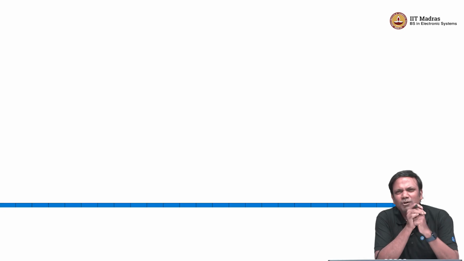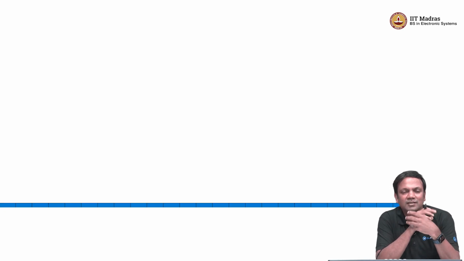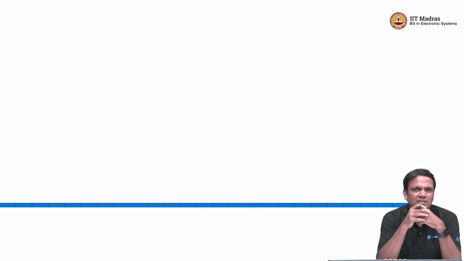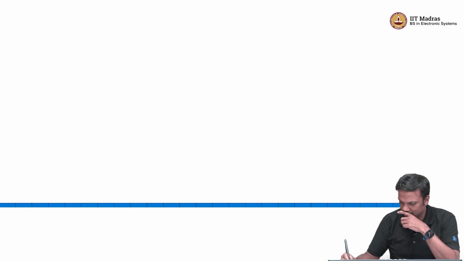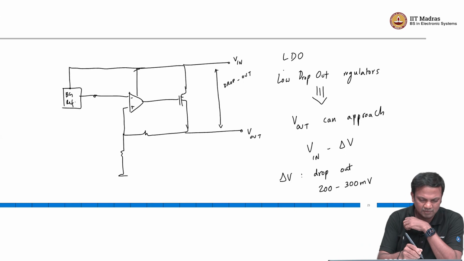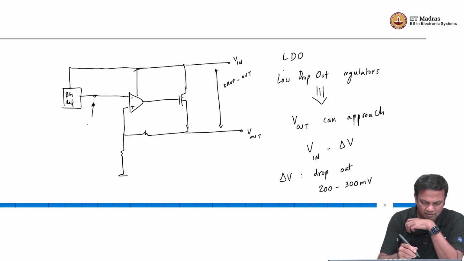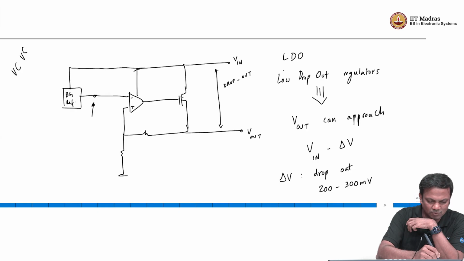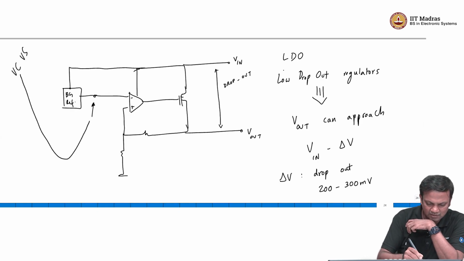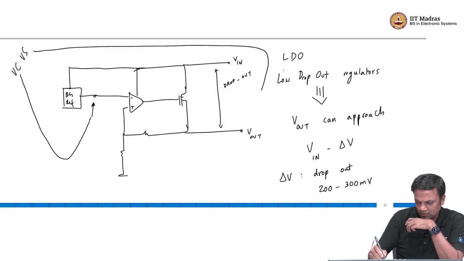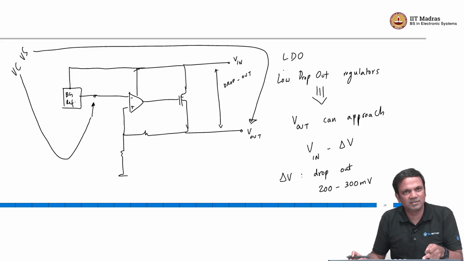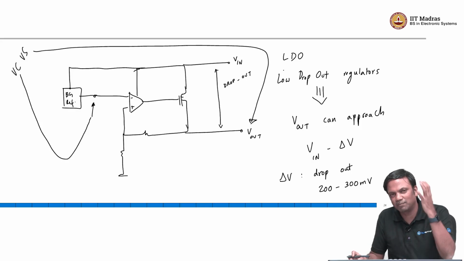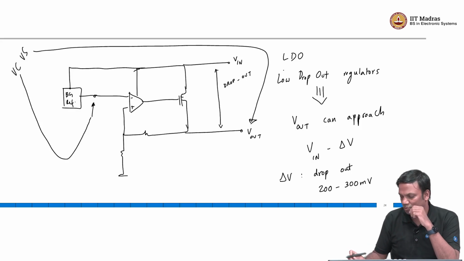When we think about power supplies, when we think about regulators, we always think of them as a voltage controlled voltage source, right. So let us say this is a voltage controlled voltage source, this is the controlling voltage, this is the output voltage, right.